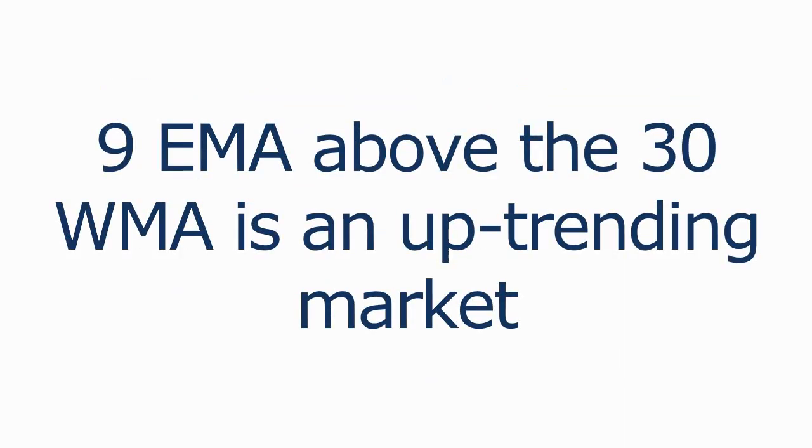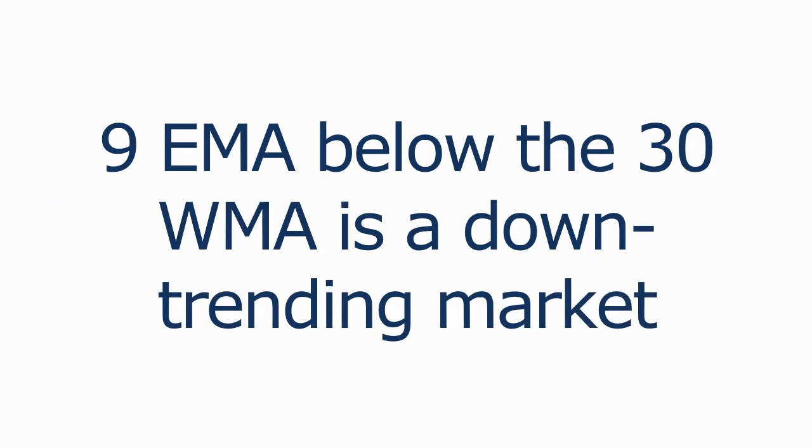When we have the 9 above the 30, we are looking at a market in uptrend. The 9 below the 30 is a downtrending market. And frankly, when we talk about markets, you can use it on any market and your time frame doesn't matter. Just know that lower time frames can produce a lot of whipsaw price action when you use moving averages.